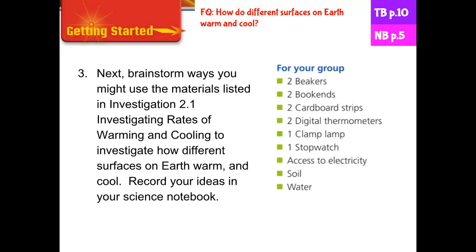And then finally, for number 3, you're going to brainstorm ways you might use the materials listed to the right. You're going to get beakers, bookends, cardboard strips, digital thermometers, clamps, stopwatches, a light, electricity, soil, and water. You're going to be brainstorming a way to do investigation 2.1 and to investigate the rates of warming and cooling of Earth's surface. So we're going to be prepping for 2.1 today.